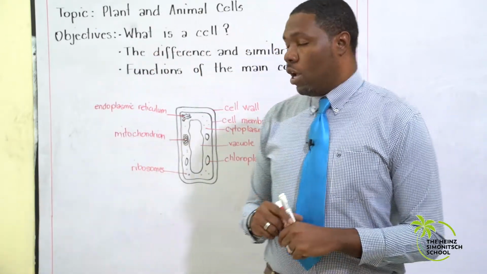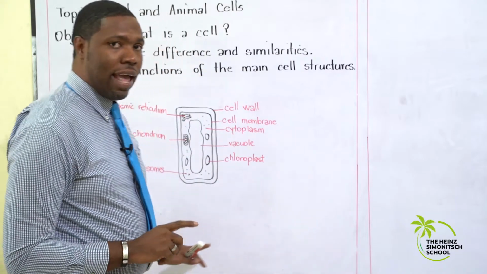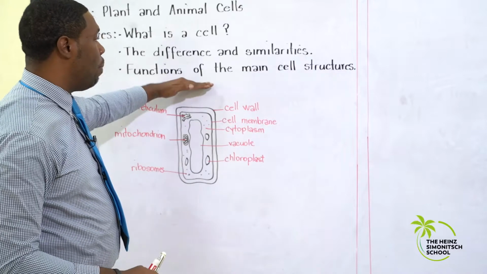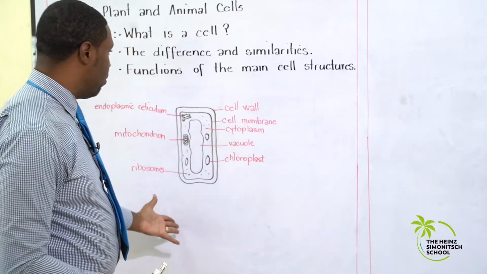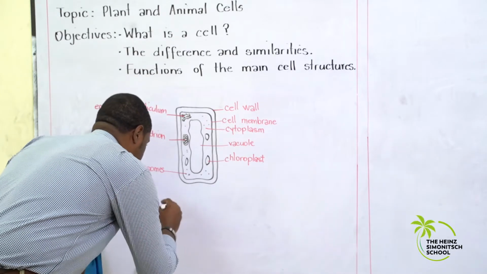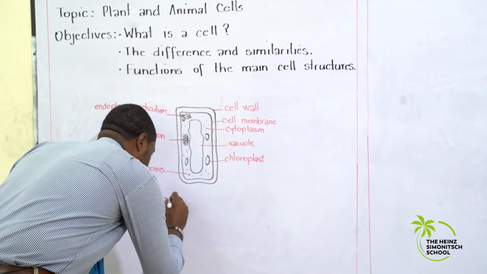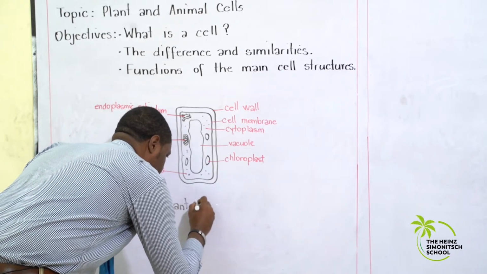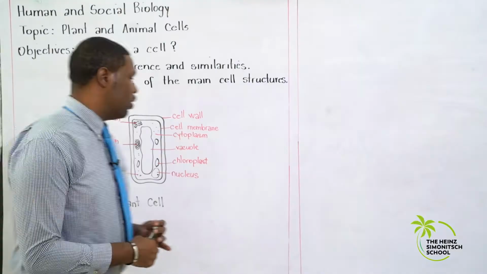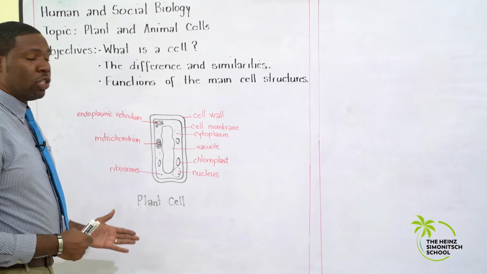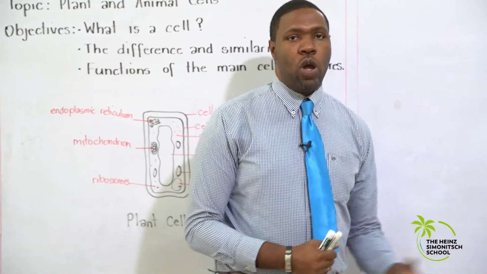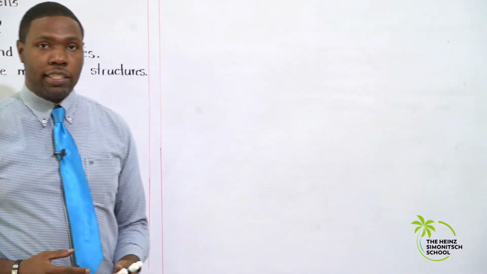And always remember to give your diagram a title. Now, the title can be written at the top or below. In this case, because space is provided at the bottom, I'm going to write at the bottom. So, boys and girls, here we have a simple drawing of a plant cell. Now let's move over to this side where we can do an actual drawing of an animal cell.